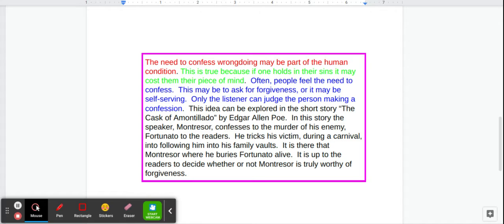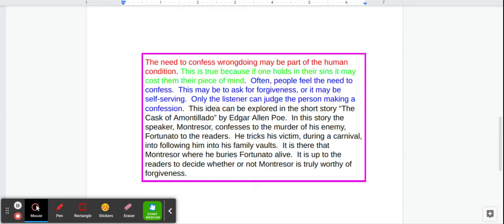Maybe not. My hook here, I'm using two or three sentences. I'm not just using one. I want to hook the reader in. I want to make them care about what I'm writing about. So often people feel the need to confess. This may be to ask for forgiveness, or it may be self serving. Only the listener can judge the person making a confession.